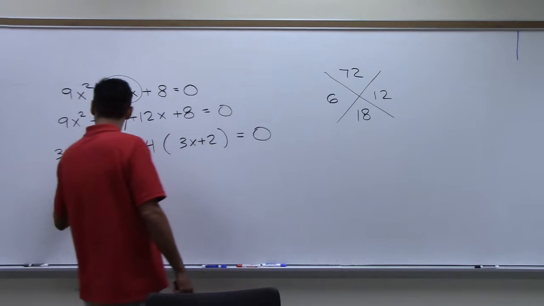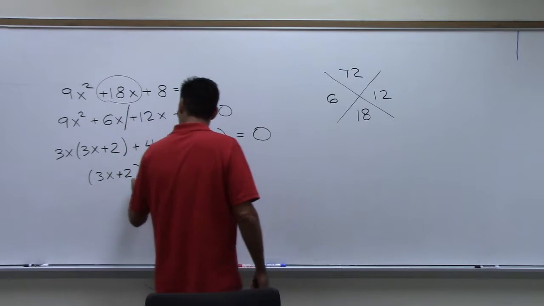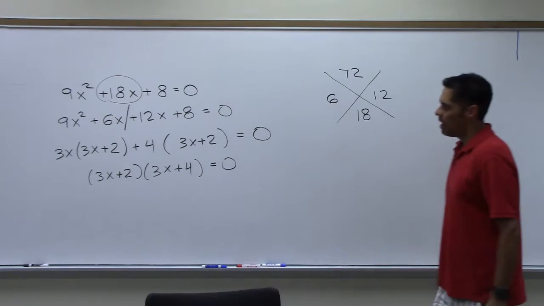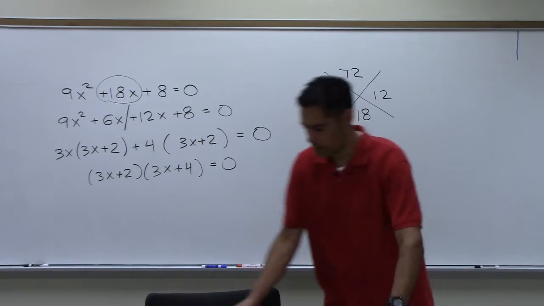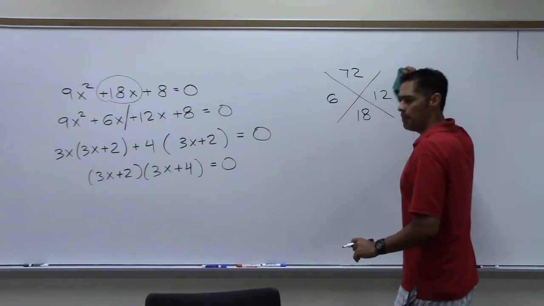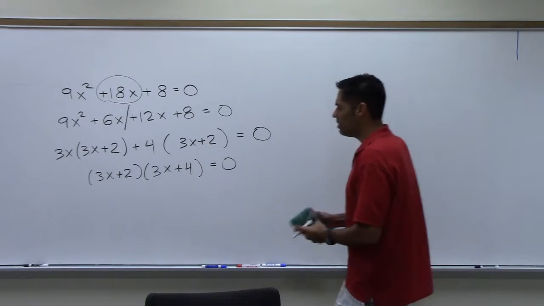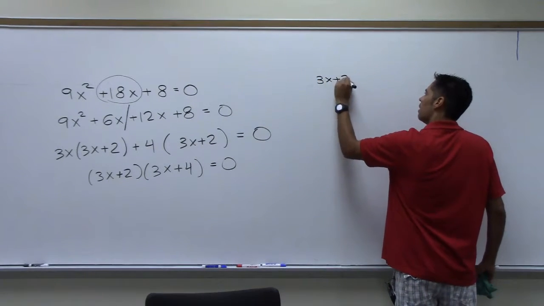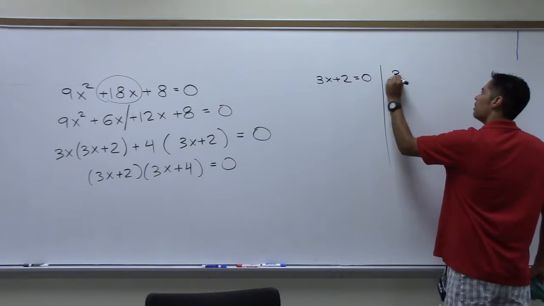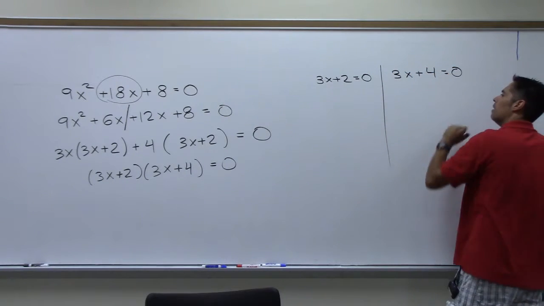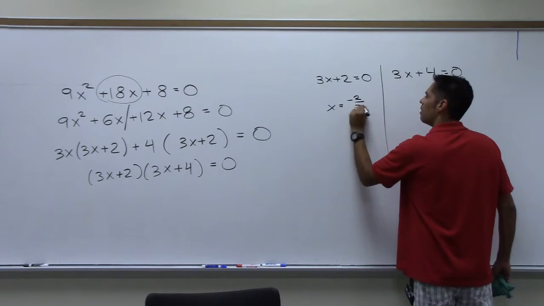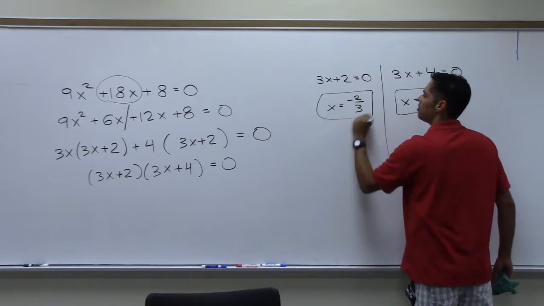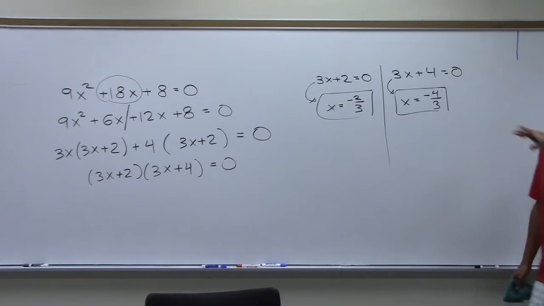Okay. So I'm going to write 3x plus 2, and then 3x plus 4 equals 0. And then what do I do with this? Set each one of those equal to 0, right? Both factors equal to 0. So we call each of these factors. So 3x plus 2 equals 0, and then 3x plus 4 equals 0. And x is negative 2/3, and x is negative 4/3. So I would assume that you could get from here to here by just moving things around, dividing through.